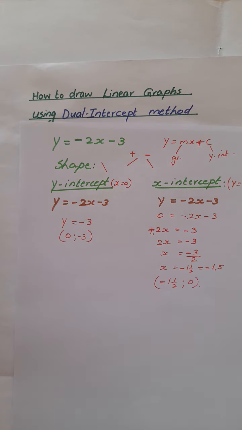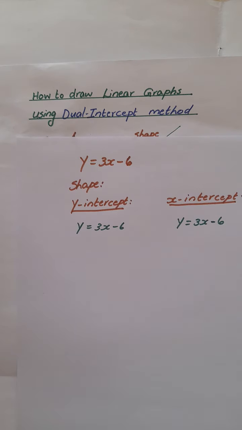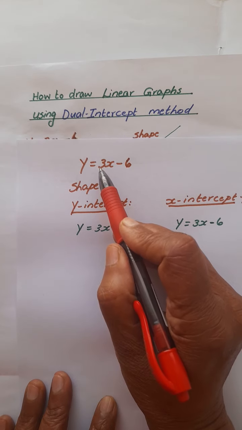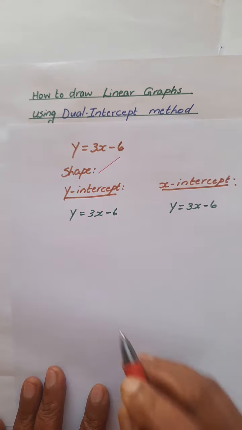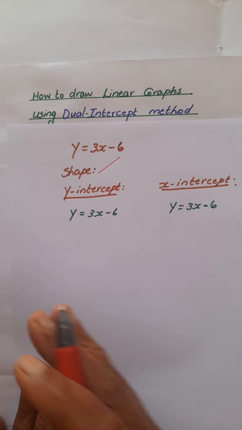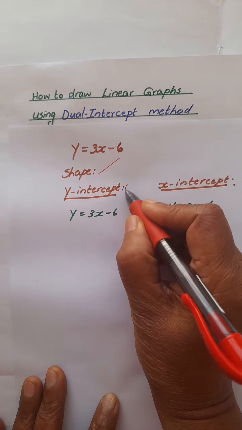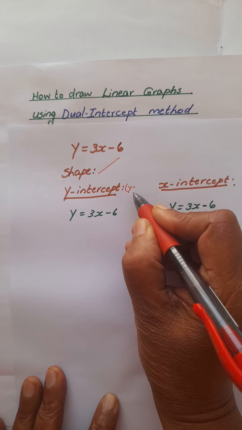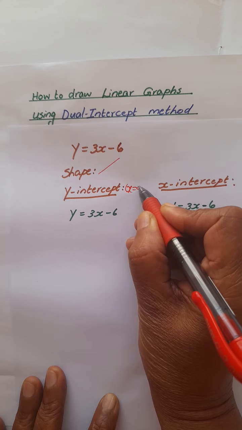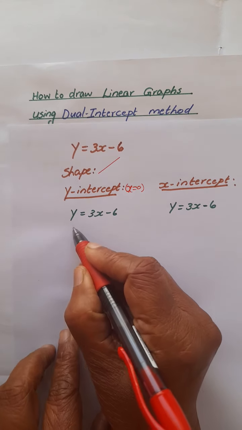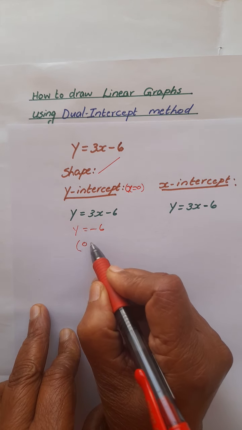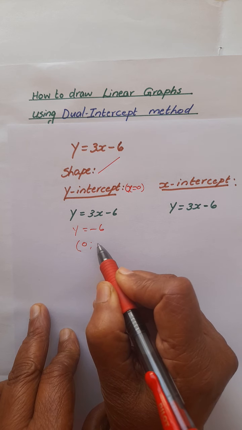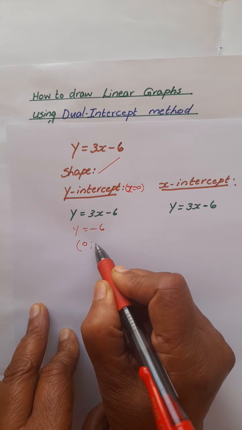Then let's do one more example here. In this case the gradient is 3, which is positive, so the shape will look like this, going up from left to right. What is the y-intercept? X is equal to 0. So you block that, and we get y equals -6. If you want to write it in coordinates, x is 0 and y is -6.